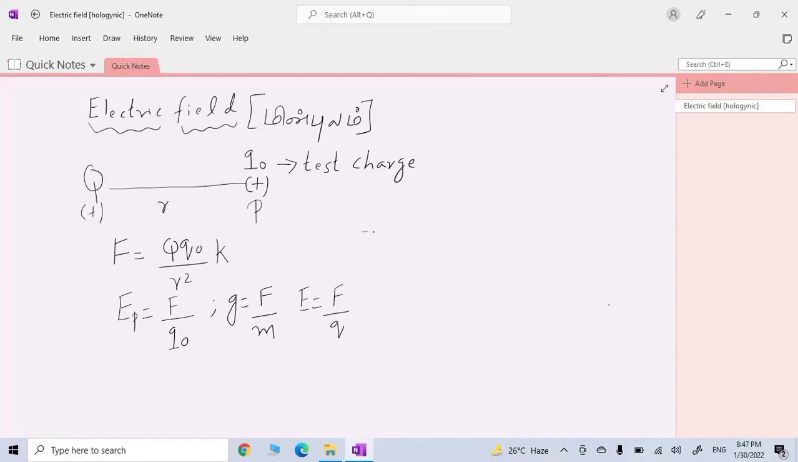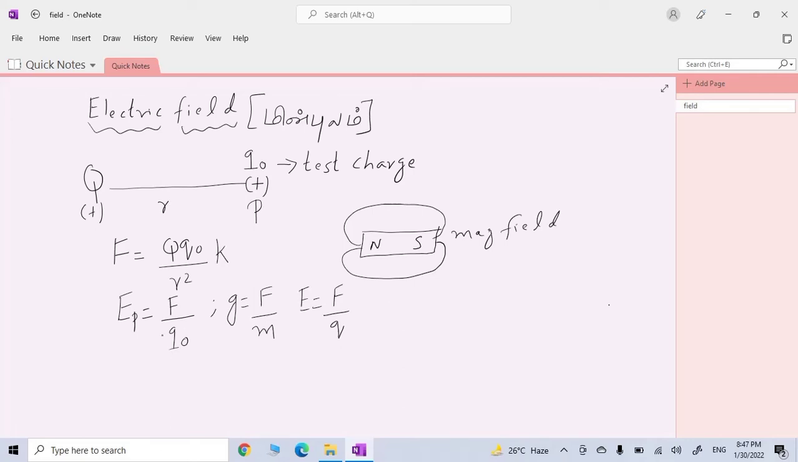Imagine you have a bar magnet. So let us say this is a bar magnet. This is North Pole and South Pole. So in the space surrounding the bar magnet, you will have the influence of the magnet, and that is called the magnetic field. Similarly, in the space surrounding a charge, there is this particular influence of this charge, and that is quantitatively called the electric field.